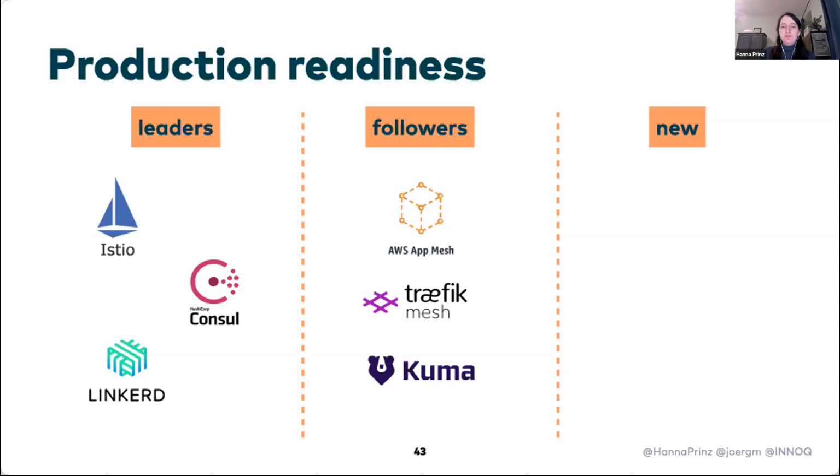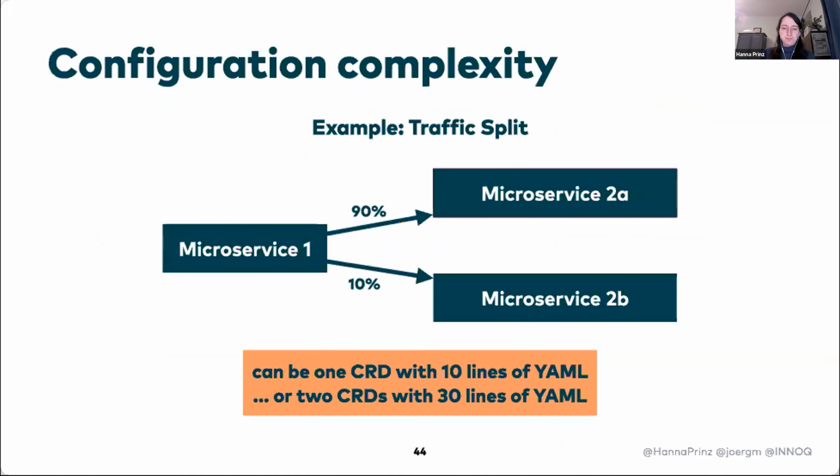Then there are some that I have categorized as followers. They also have a lot of experience, but they have not been on the market as long, so they are maybe not that battle proven. And then there's Open Service Mesh and Nginx Service Mesh, which are pretty new and have not reached version 1.0. So maybe these are some we will have to wait a bit on before deciding finally.